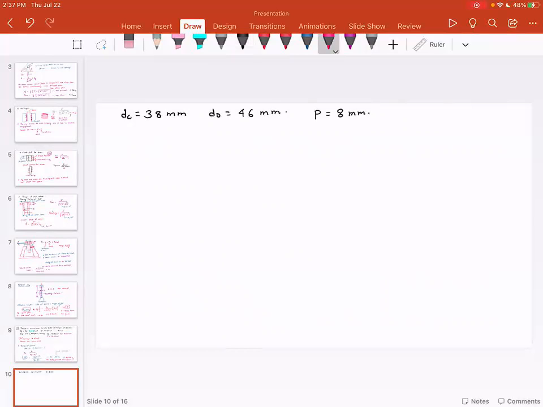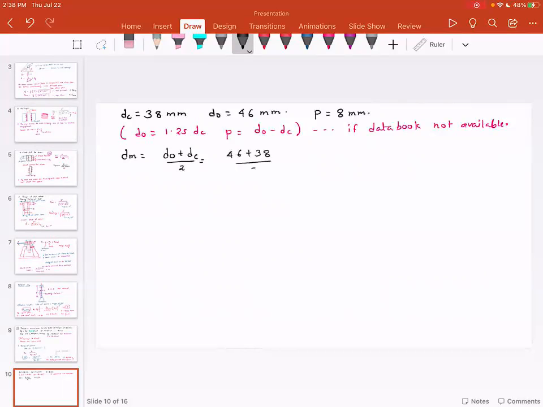If the design data book is not available, you can assume d_O is equal to 1.25 times d_C and the pitch is equal to d_O minus d_C. These are the approximate proportions for the screw. With this, I can find out the mean diameter. So d_m is nothing but d_C plus d_O, which is 46 plus 38 divided by 2. That gives me 42 millimeter.